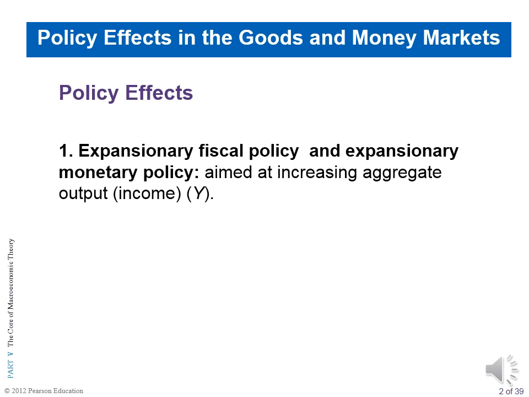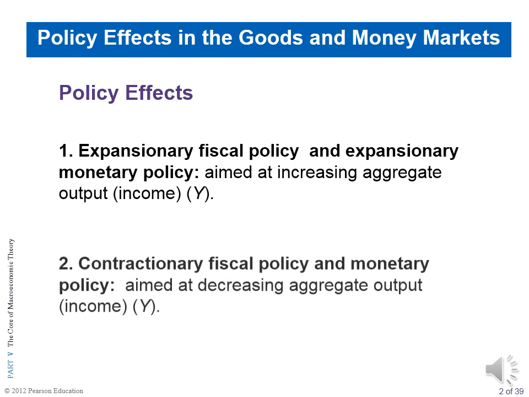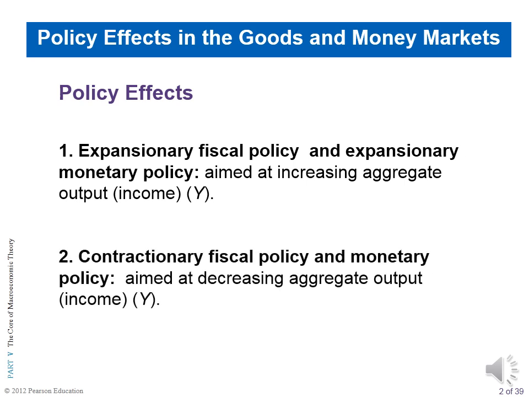Of course, you know fiscal policy is سياسة مالية, monetary policy is سياسة نقدية. Okay. So the first type of policy is expansionary policy, whether fiscal or monetary, and their aim is to increase aggregate income. The second type of policy is contractionary policy.